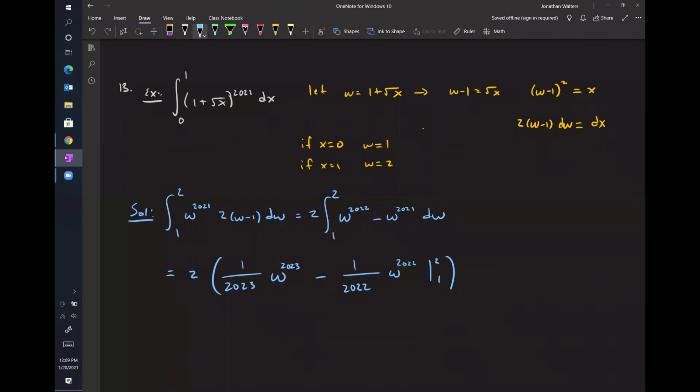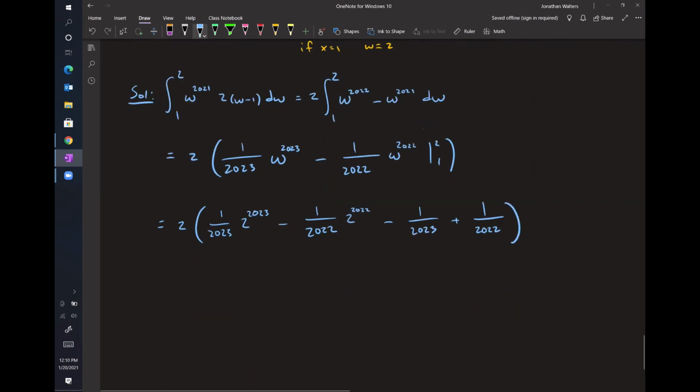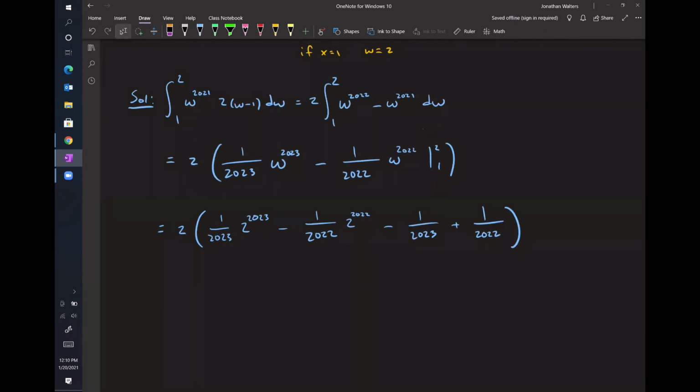So I guess that's a bad thing. I'm doing 2 to the 2023 power. That's probably kind of big. So I'm just going to leave it as 2 to the 2023 and 2 to the 2022. And 1, I got that, no problem. 1 to the 2023, that's no problem. So this is going to be 2 times 1 over 2023, 2 to the 2023, minus 1 over 2022, 2 to the 2022, minus 1 over 2023, or plus now, 1 over 2022. I'll just leave it like that, I guess.